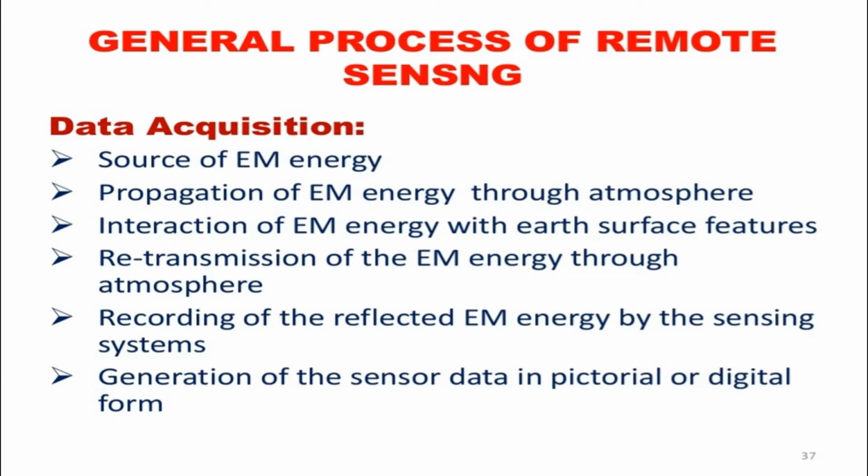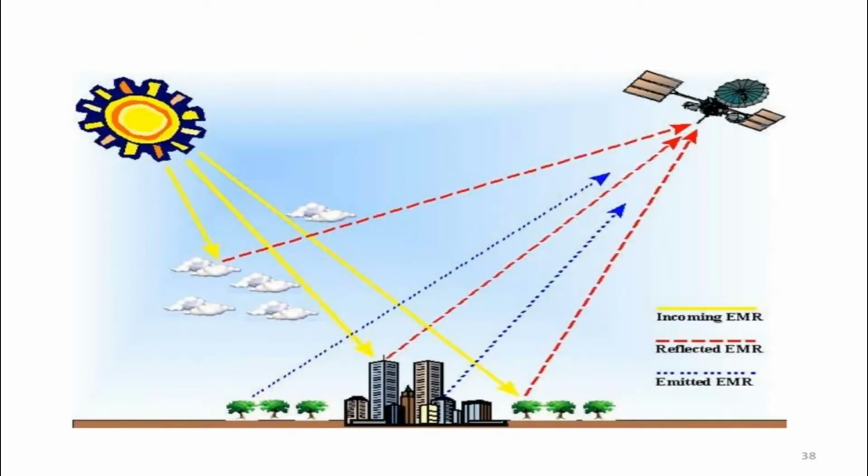Next is the interaction of electromagnetic energy with the earth surface and its features, or our targeted object. We also have the retransmission of electromagnetic energy through the atmosphere, so that it can be reflected and regained by our sensor. Then recording of the electromagnetic energy by the sensing system, and generation of sensor data in pictorial or digital form. That is the last phase of data acquisition, so we can understand the data easily.